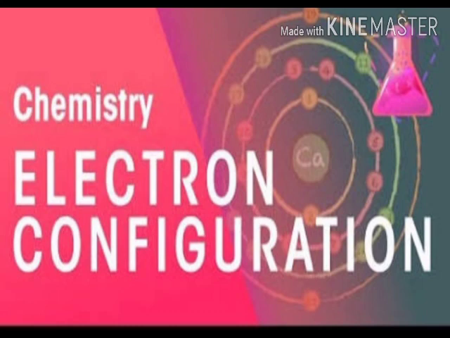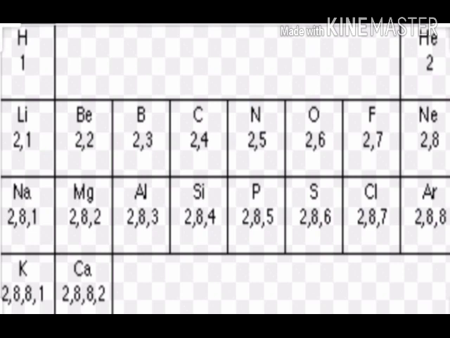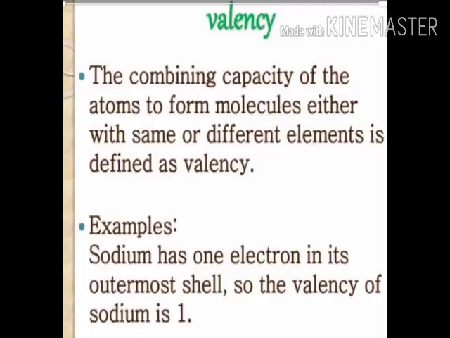Now we move on to electronic configuration. These are the electronic configurations of the first 20 elements. Hydrogen has only one because it has only one electron. Helium we missed out, 2, then lithium 2 1, beryllium 2 2, then boron 2 3, carbon 2 4, nitrogen 2 5, oxygen 2 6, fluorine 2 7, neon has 10 electrons, so 2 8. Similarly, till calcium, which has 2 8 8 2 as its electronic configuration, the distribution of electrons in various shells.